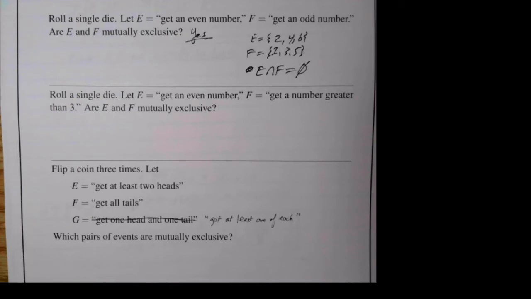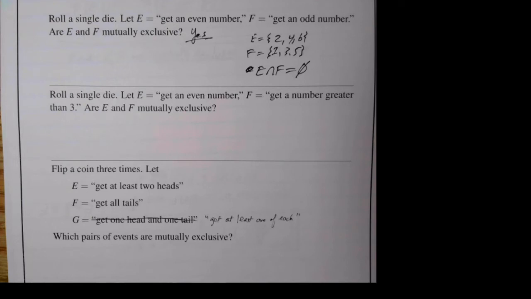Okay, second experiment, same as the first, roll a single die, but now we're going to let E be get an even number and F be get a number greater than 3. So that is a 4, 5, or 6. Are these two mutually exclusive? Again, this is a very simple problem, but ask yourself, is there any outcome of the experiment of rolling a single die that could make E occur and F occur? If there is any outcome that could do it, they're not mutually exclusive.